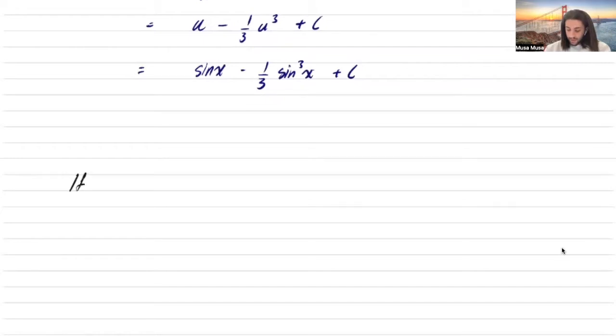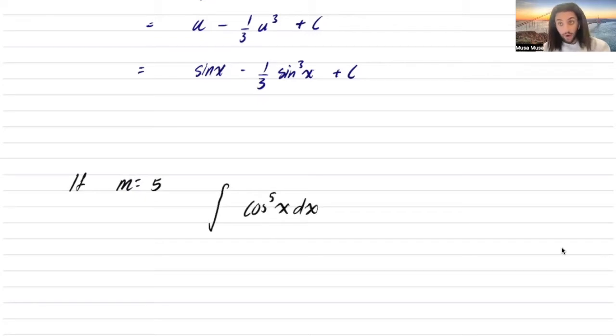So what about if, I know I was skipping a few numbers, so what if m equals 5? Okay, and now you have the integral of cos to the 5x dx. Again, m is odd, so it makes sense to isolate one of the cosines and then take it from here. So pause the video and have a go. Okay, unpause the video. And now let's go through this.